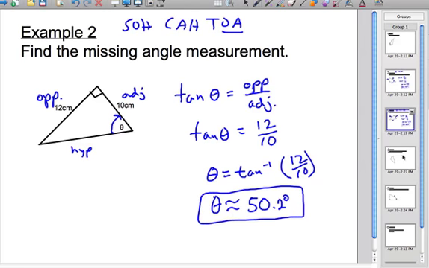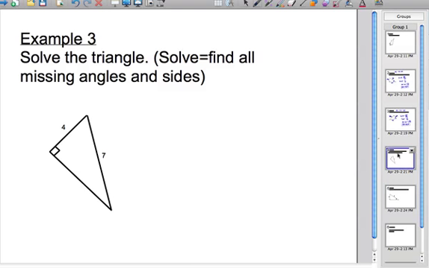Alright, on to another example. This example says solve the triangle. That's just another way of saying find all the missing sides and missing angles. We have all the tools now to do this. All you need in any right triangle is 2 pieces of information, and you can find all the missing sides and all the missing angles.